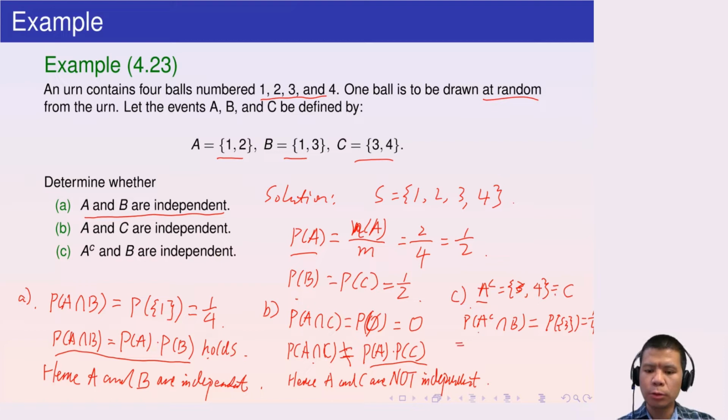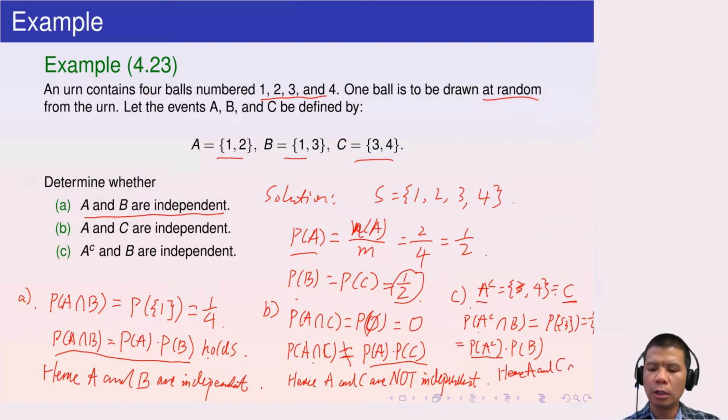And this one equals what? Probability of A complement times probability of B. Because A complement is C, we have 1/2 times 1/2, that's 1/4, right? So therefore, this equation holds. Hence A and C are independent, right?